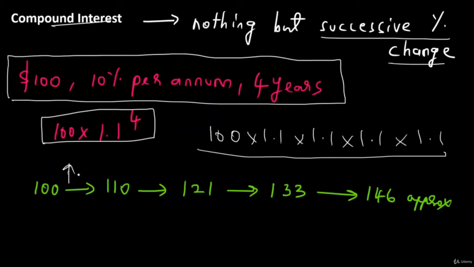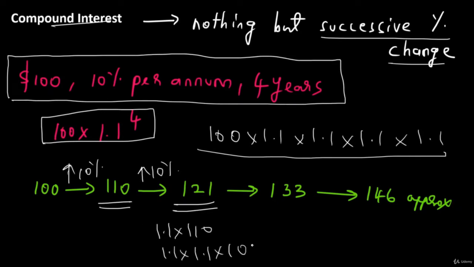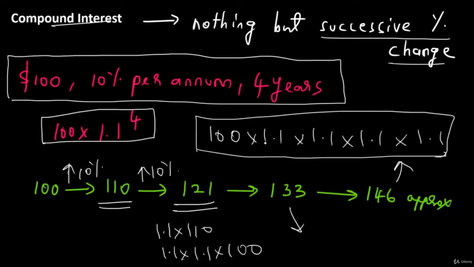So this was increased by 10%. Now after 2 years, 110 will be increased by 10%. So you have to increase it by 10% by multiplying 110 into 1.1, right? So that's how you get 121. So this is 1.1 into 110, which is nothing but 1.1 into 1.1 into 100. That's how we have this expression over here. So after 3 years, it will be 1.1 into 1.1 into 1.1 into 100. And after 4 years, it will be 1.1 into 1.1 into 1.1 into 1.1 into 100. So that's what we have over here.